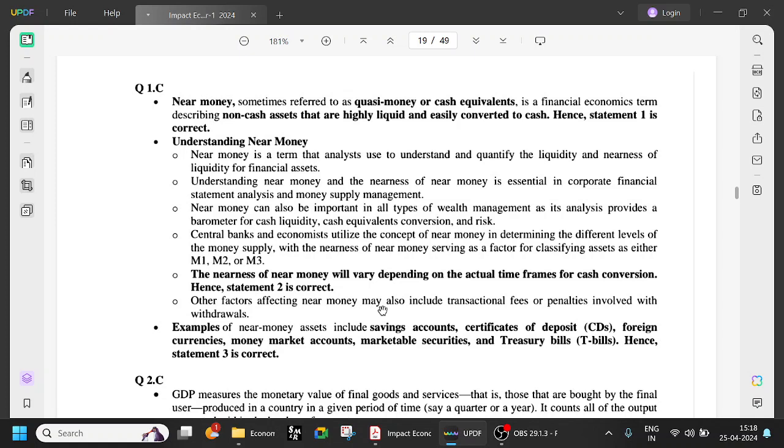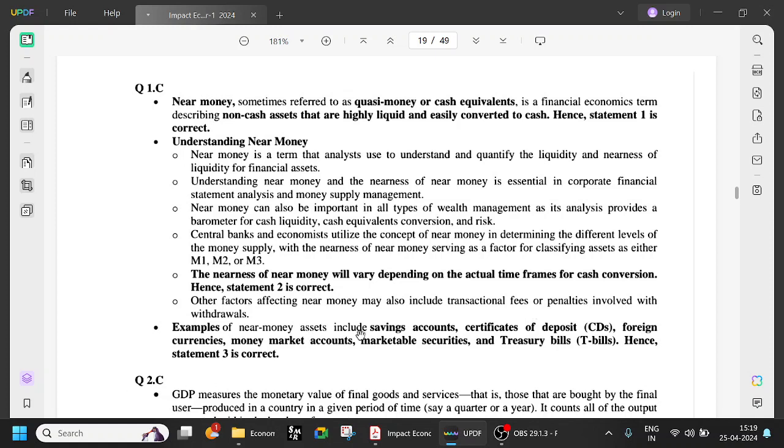The other factors affecting near money may include transactional fees, penalties, etc. If there is too much in transactional fees, for example, you have a bond paper worth say 1 lakh rupees, and you want to sell it with a transaction fee of 100 rupees, that is fine. But if the transaction fee is 1,000 rupees or say 10,000, then you're not getting 1 lakh, you're getting only 90,000. That is not a good thing. It's not liquid cash.